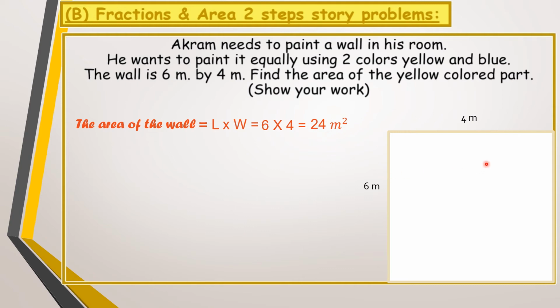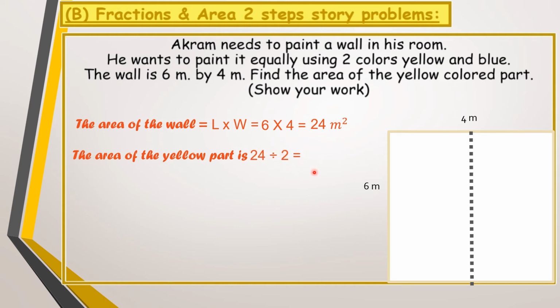So I want to find the yellow part only. I know that he cut it into two equal parts. So I take one part of it, so I want to divide it equally, meaning if I want the yellow part only, I will divide 24 divided by 2 equals 12 meters square. So the area of the yellow part only is 12 meters square.